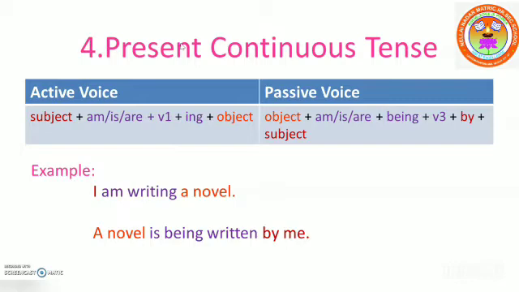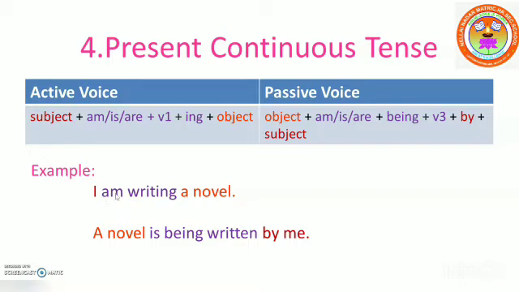Next, present continuous tense. Active voice structure: subject, am, is, are, plus V1 plus ing plus object. Passive voice structure: object plus am or is or are plus being plus V3 plus by plus subject.